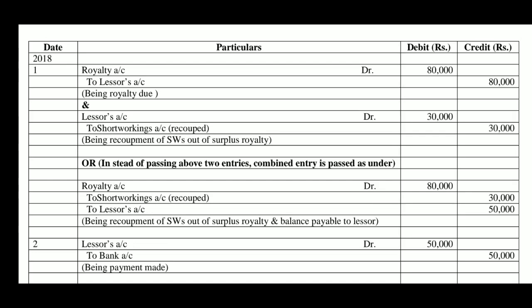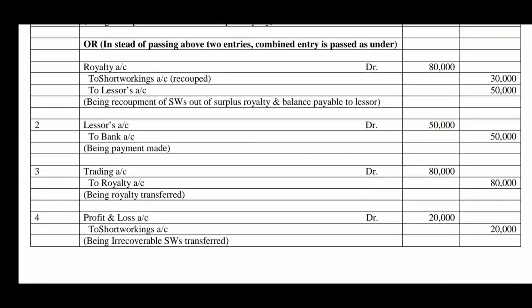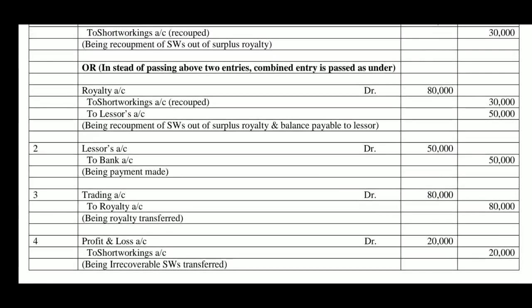Instead of passing these two entries, we may pass combined entry. So, royalty account debtor with the amount of 80,000 actual royalty to short workings account 30,000 rupees amount of recoupment to lessor's account net balance 50,000 being recoupment of short workings out of surplus royalty and balance payable to lessor. Now, second entry is for the payment, lessor's account debtor to bank account being payment made 50,000 rupees. Next, for transfer, trading account debtor to royalty account being royalty transferred, actual royalty is 80,000.